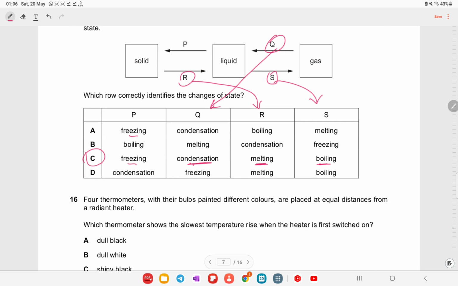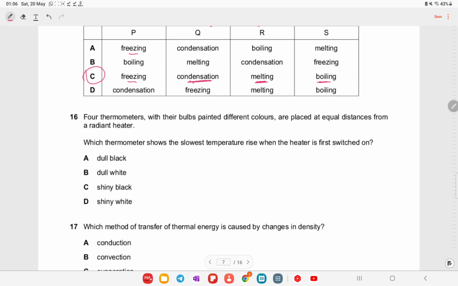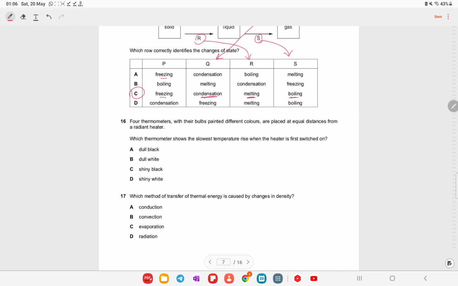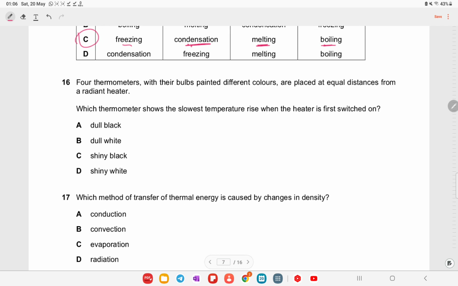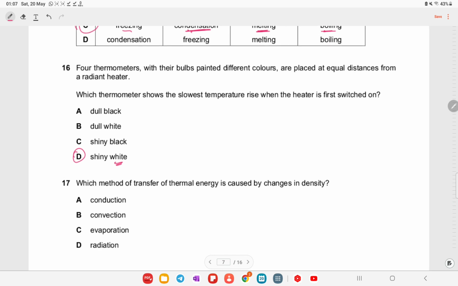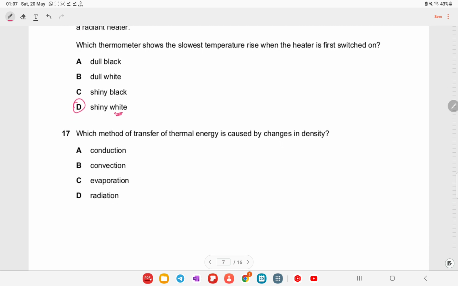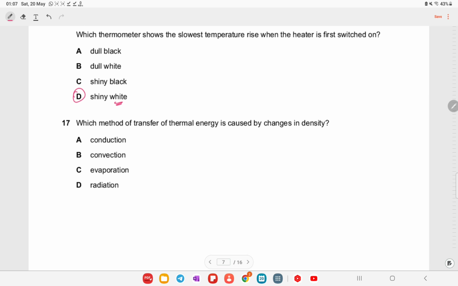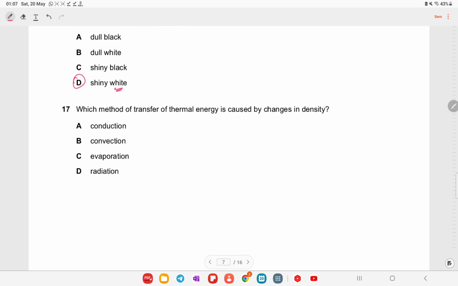Four thermometers with their bulbs painted different colors are placed at equal distances from a radiant heater. Which thermometer shows the slowest temperature rise when the heater is first switched on? A dull black, a dull white, shiny black, or shiny white? Obviously the white will be reflecting all the heat from the source, so the temperature of the shiny white will be less.